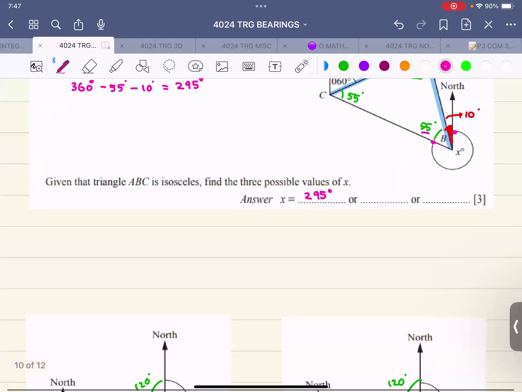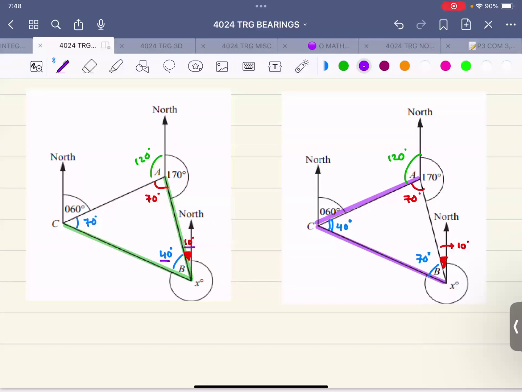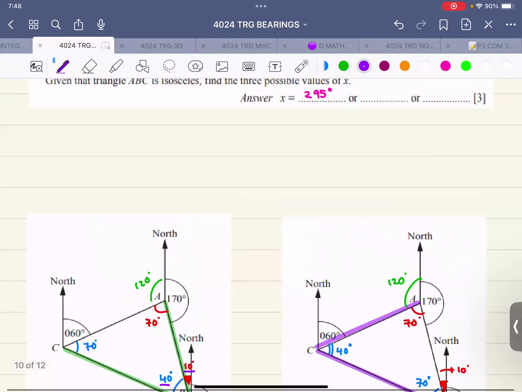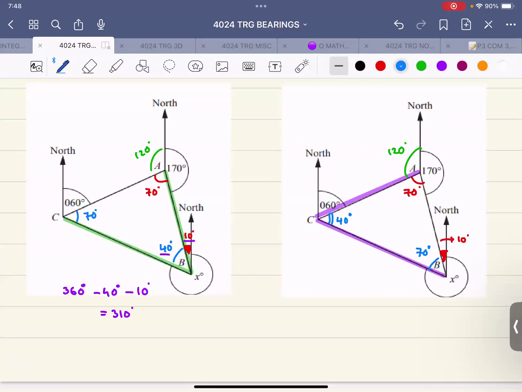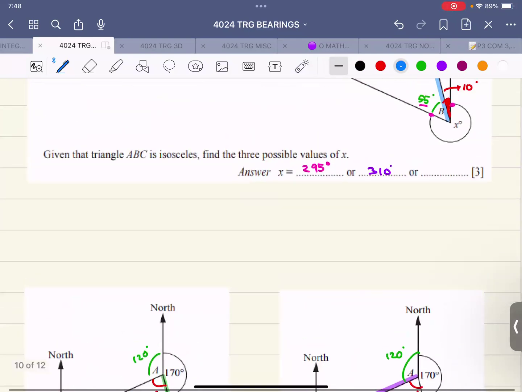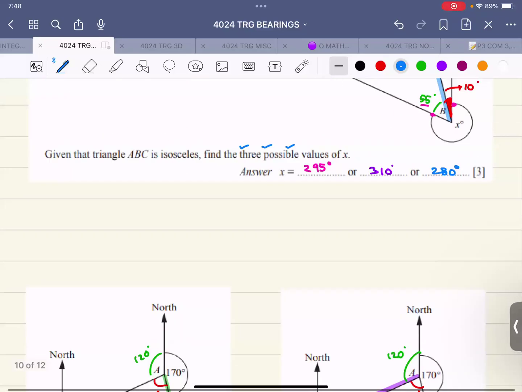The other option, that is, this is 10, this is 40. So this is 360 minus 40 minus 10. That comes out to be 310 degrees. So this one, 310 degrees. The third option, that is this one, subtract 70, subtract 10. So 360 minus 70 minus 10. That is 280 degrees. So that is the last answer. So this is 280 degrees. That is how we find three possible values of X. That completes the concept of bearings.